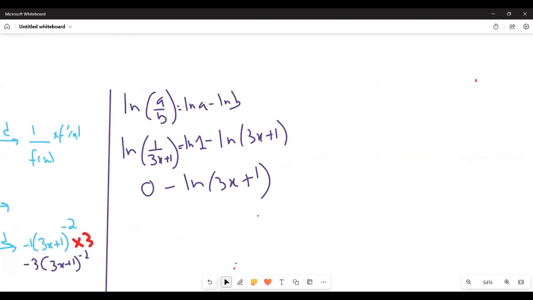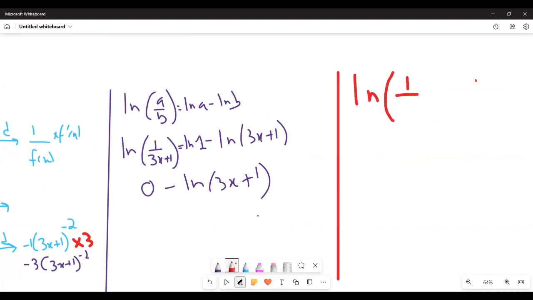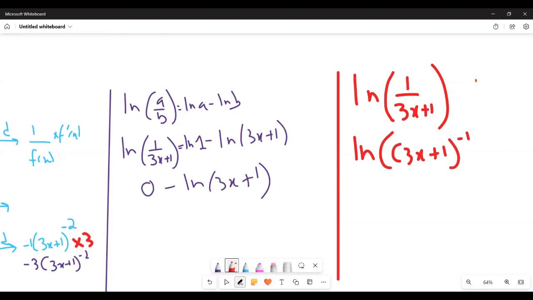Also, you could use another strategy. You have ln 1 over 3x plus 1, which means you have ln bracket 3x plus 1 power minus 1. Now, from the rule of log, that power can be written here: minus 1 ln 3x plus 1. So, use this method or this method and significantly simplify the structure of the question.